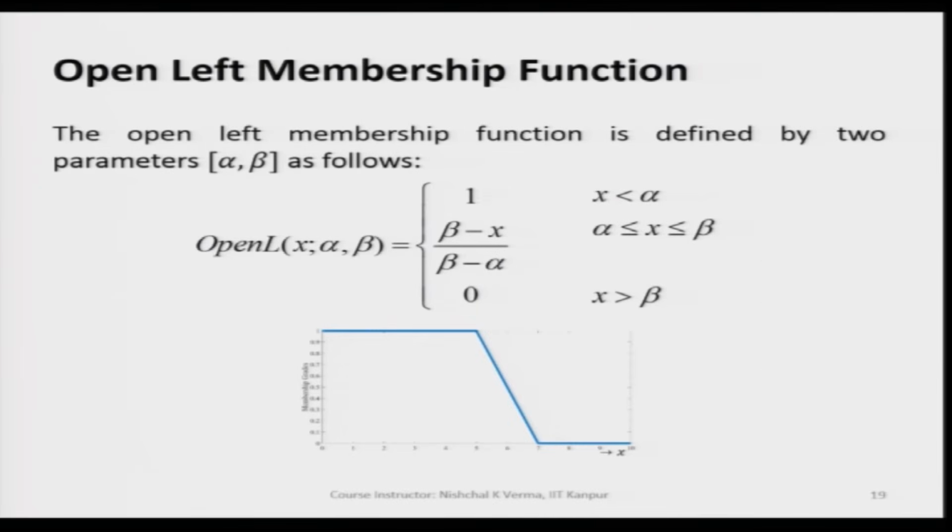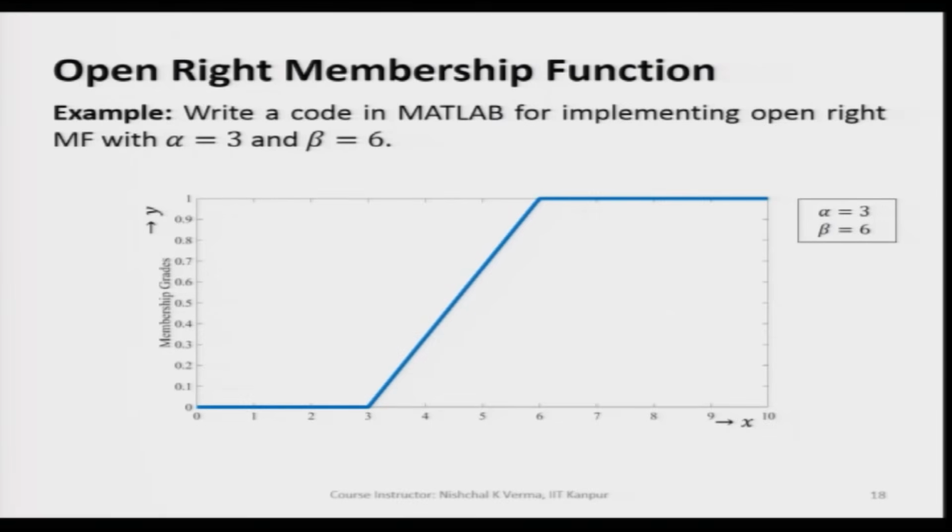Similarly, we saw here the open right membership function, called open right because the right side of this membership function remains open. When we say the right side remains open, it means that as the limit of x tends to infinity, the open right function will always be equal to 1. So, this function finally attains the highest value, which is 1.